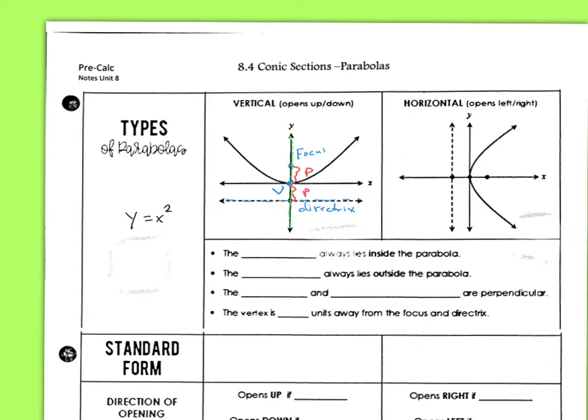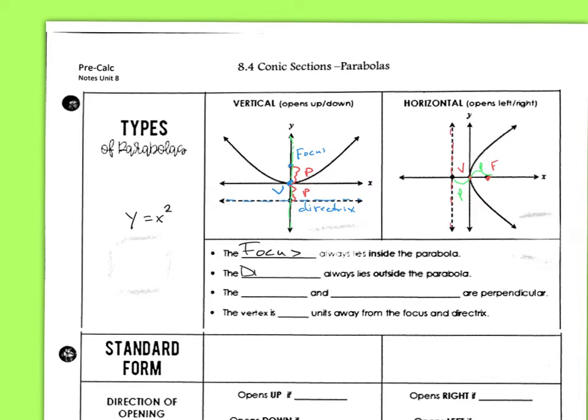When the parabola opens up left or right, remember the focus is in the interior of the parabola. This would be the vertex. This line out here would be the directrix. And again, that space between the vertex and the focus is P, and the vertex and the directrix is still P. P appears in the equation. So again, the focus always lies inside the parabola.